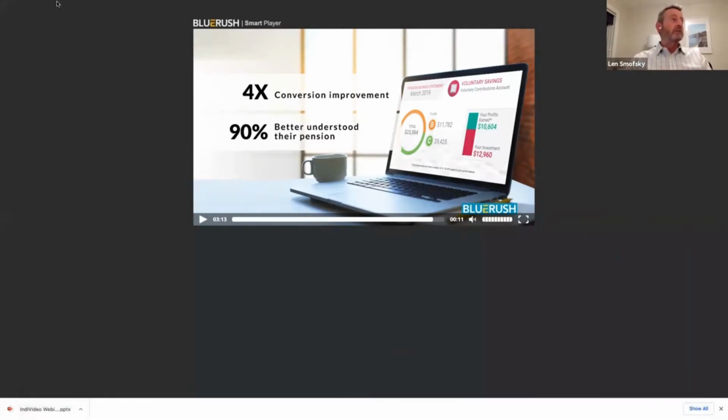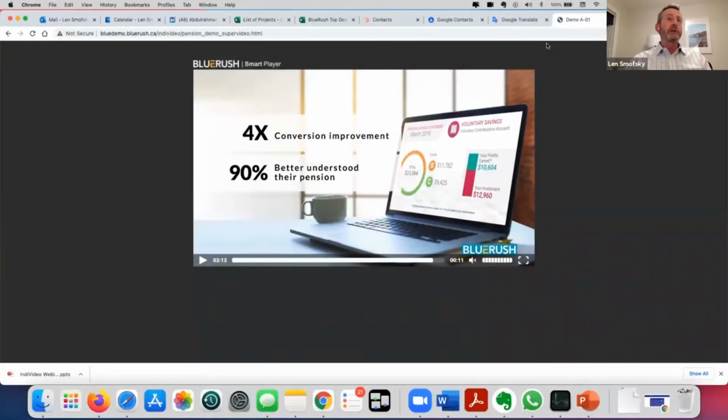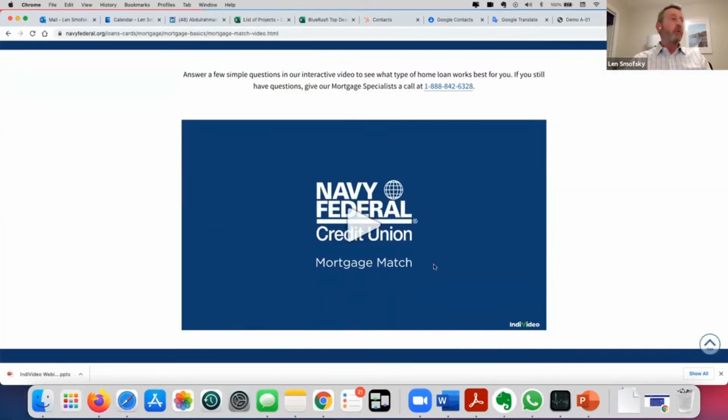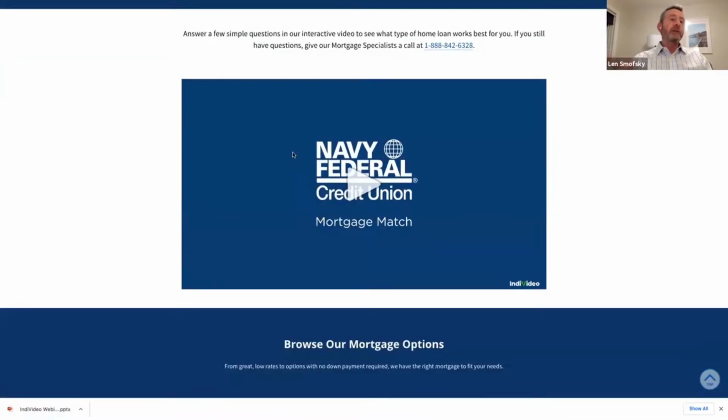So what I'd like to do, though, is show another example over here, and I'm going to show a mortgage example. And this one is an example where we don't know the customer at all, right? So let's have a quick look at this, and you're going to see how we use just interaction of a couple of quick questions to personalize.